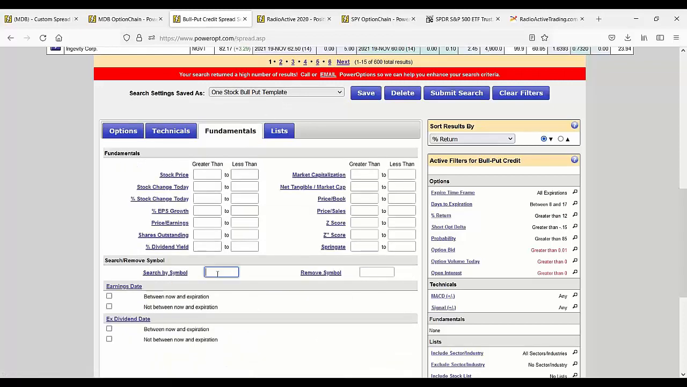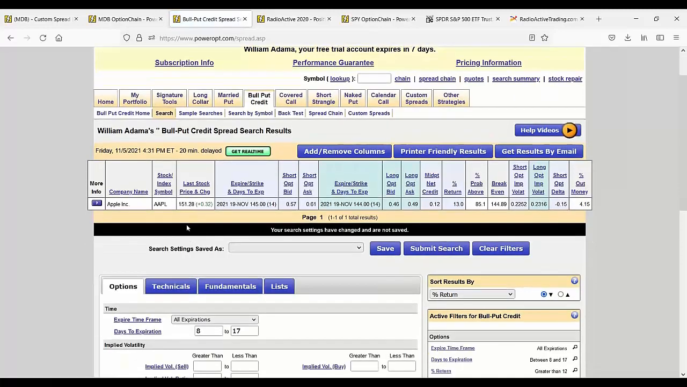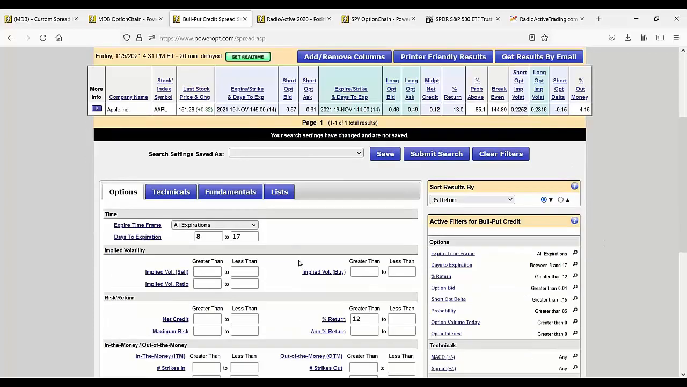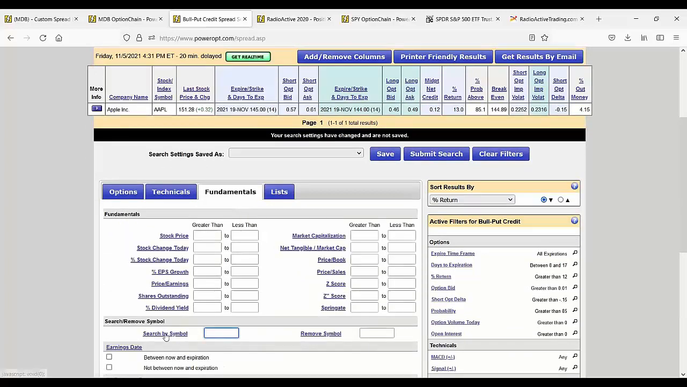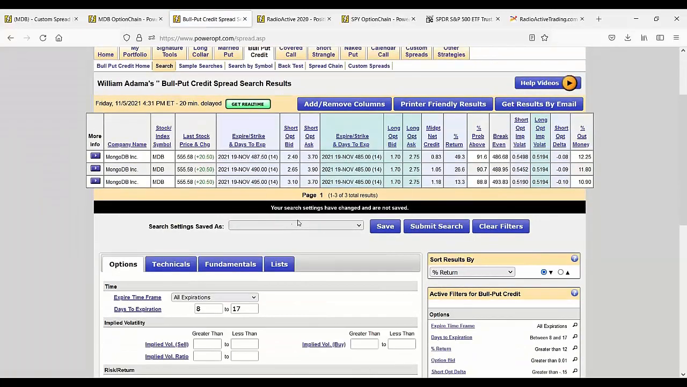But now I can come into this template and say, hey, anything on Apple match this that I want to see for this 8 to 17 days out? One, the 145, 144, net credit of 12 cents, 13% return with an 85% probability. Short option delta, negative 0.15. We were looking at MDB. Is that going to be here? Oh, there were a couple.